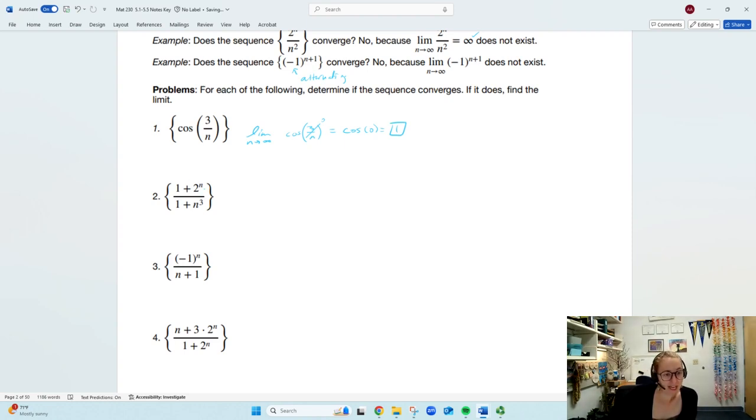Okay, on this one, again, our exponential is getting huge. So on my numerator, big numerator, not as big denominator. So this is actually going to approach infinity.